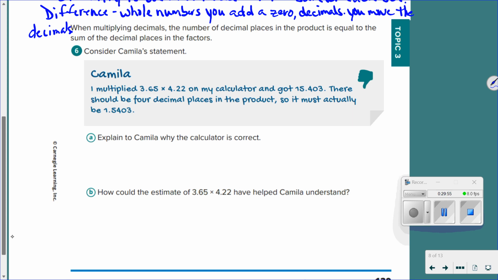Okay. Camilla says with multiplying decimals, the number of decimal places in the product is equal to the sum of the decimal places in the factors. Guys, this is the rule that we actually want you to know. Okay? And we're going to formalize this on the next page, but I'm going to go through this one quick. I multiplied 3 and 6/500 times 4 and 2200 on my calculator and got 15 and 403 thousandths. There should be 4 decimal places in the product, so it must actually be 15,403 ten-thousandths.